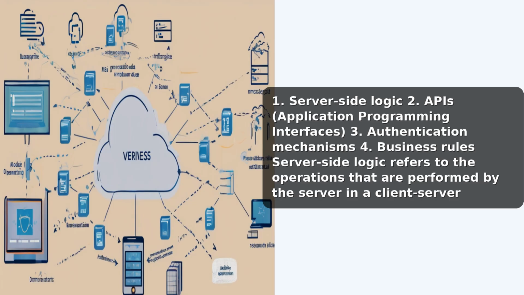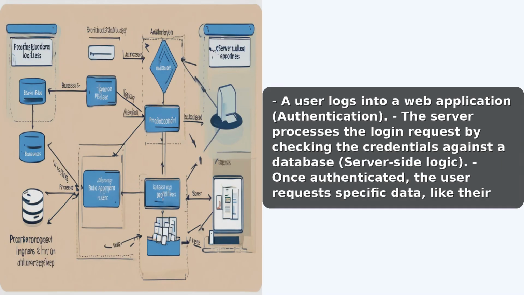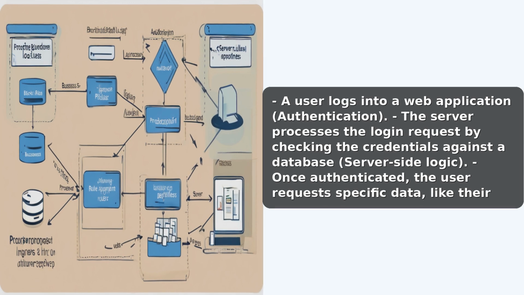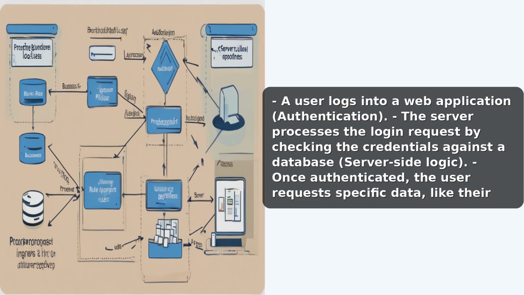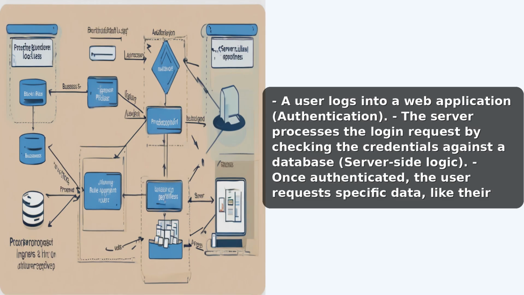Let us see how these components interact in a typical scenario. A user logs into a web application. The server processes the login request by checking the credentials against a database. Once authenticated, the user requests specific data, like their transaction history. The server uses an API to retrieve the transaction data from another service. The data is then processed according to the business rules and sent back to the user.